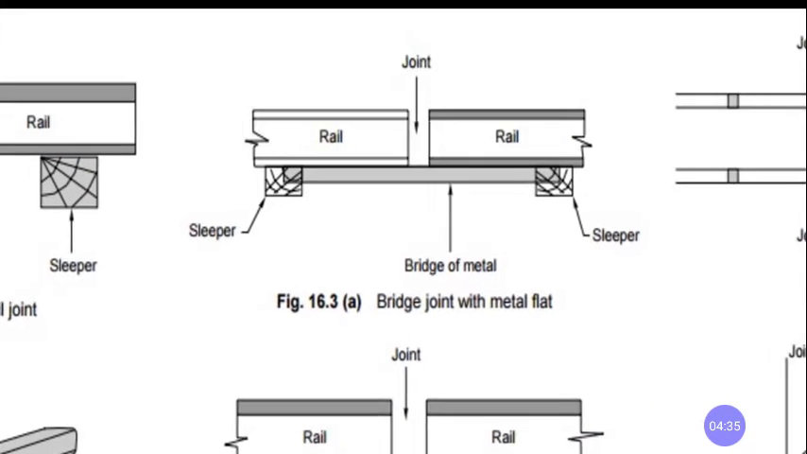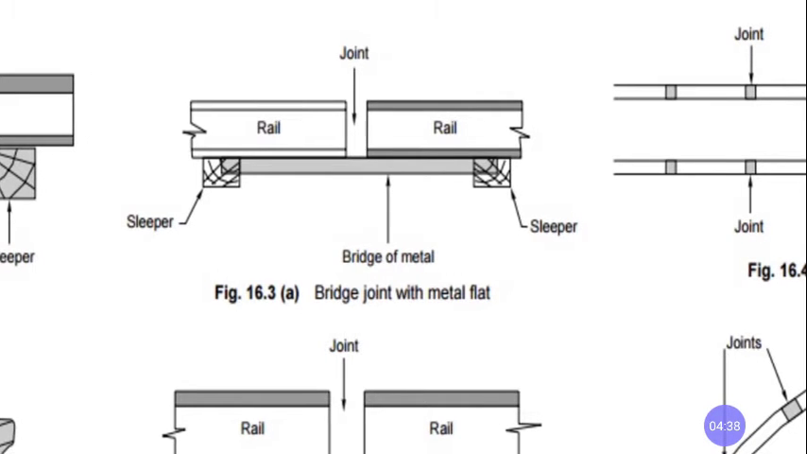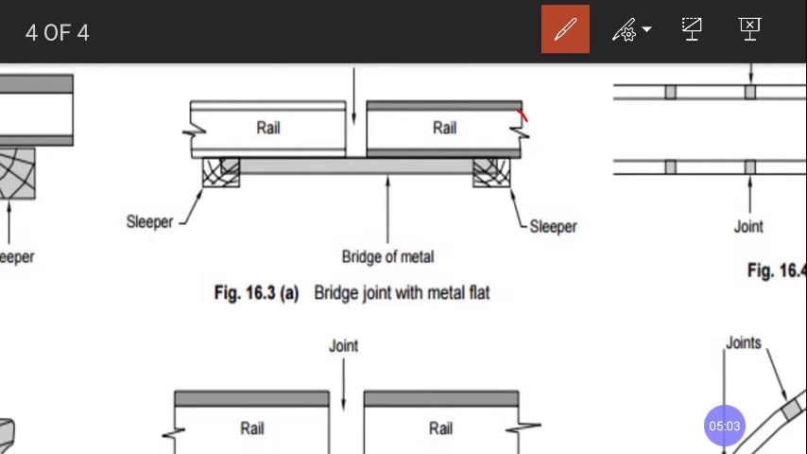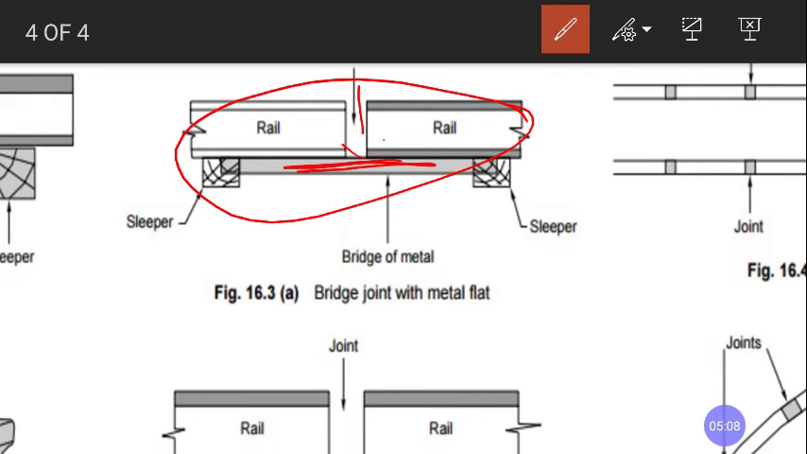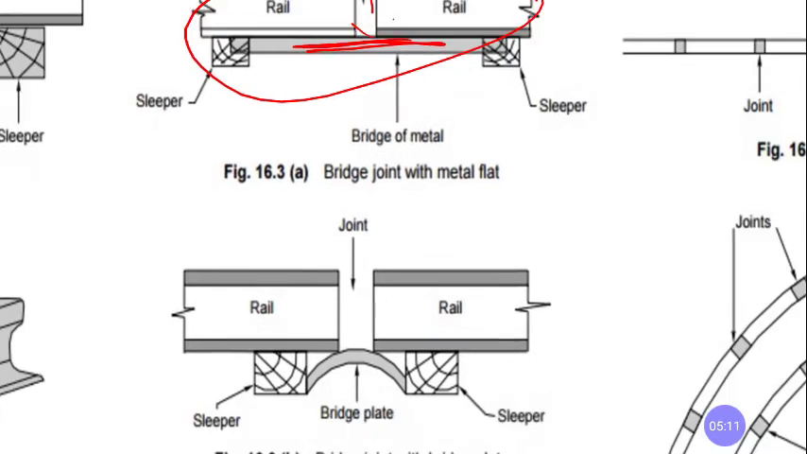Next is the bridge joint. Whenever the length between the two sleepers is more and we can't provide a sleeper there, what we do is provide a metal plate which rests on the sleepers, so that it holds the two rail ends, and the rail joint will be below the metal plate. So it acts as a bridge, right? Can you see this? Below the joint there is a metal plate, right? So it is called a bridge joint.